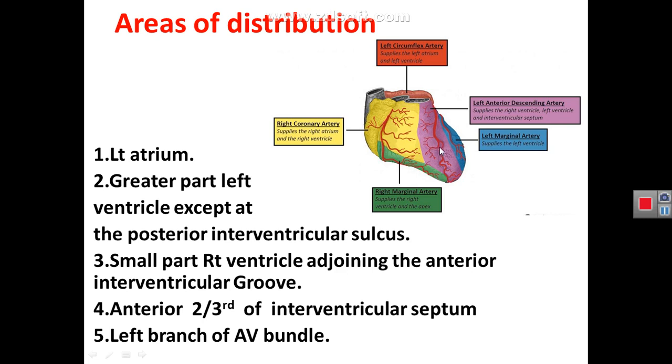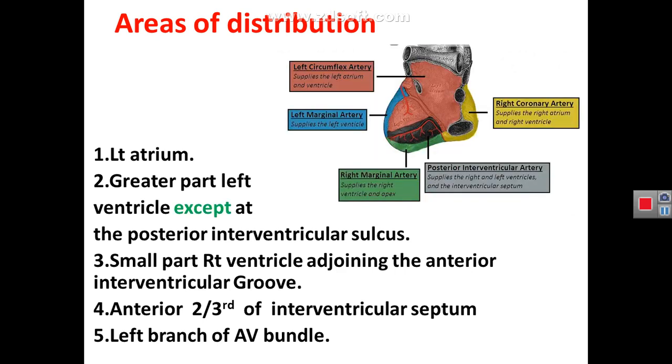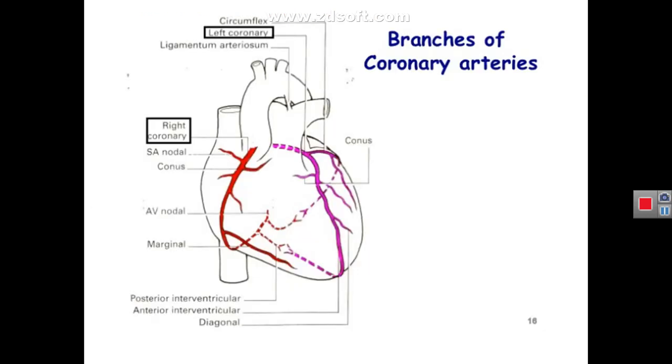Also it supplies the anterior two-thirds of the interventricular septum, and supplies the left bundle of His, the atrioventricular left bundle of His. This figure shows the distribution of the blood supply of the coronary arteries, including their branches and distribution.